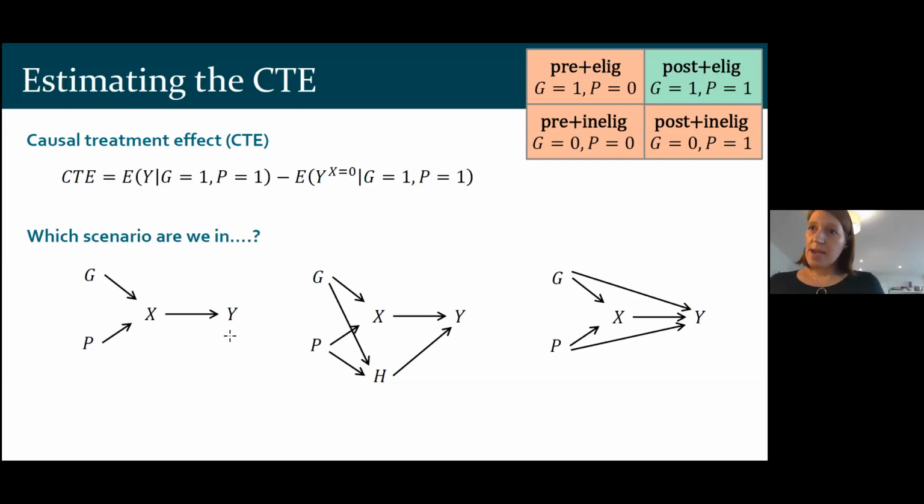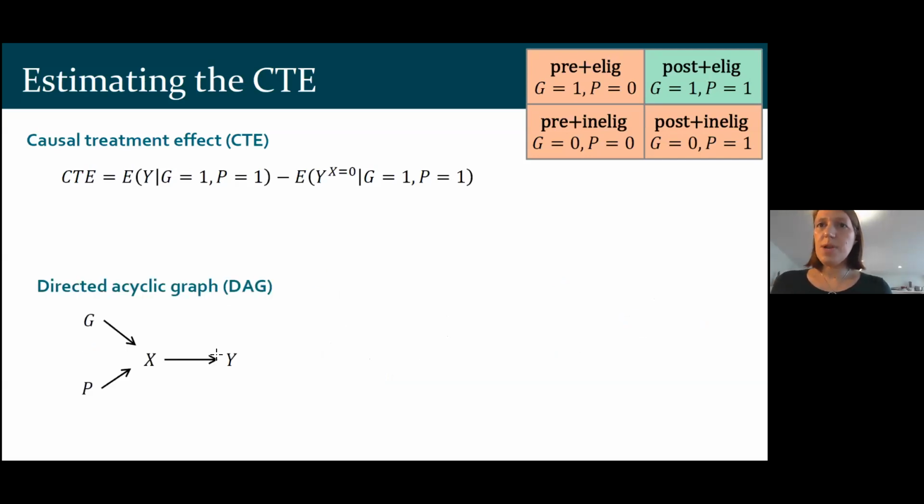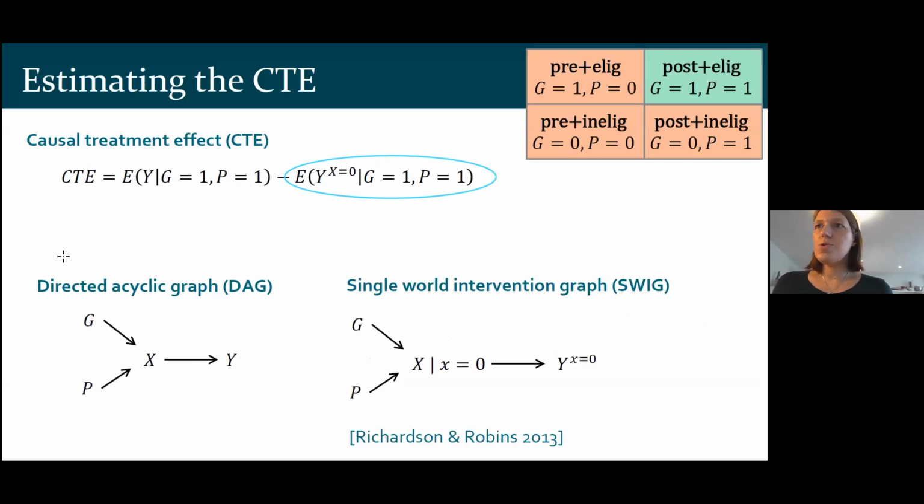And then in the third DAG, we have these direct arrows going from G and P to the outcome, so not through these observed variables H. So we're going to think of each of these in turn, starting with this simplest case. And again, the aim here is about thinking about how we estimate this problematic or difficult second expectation in our causal treatment effect.